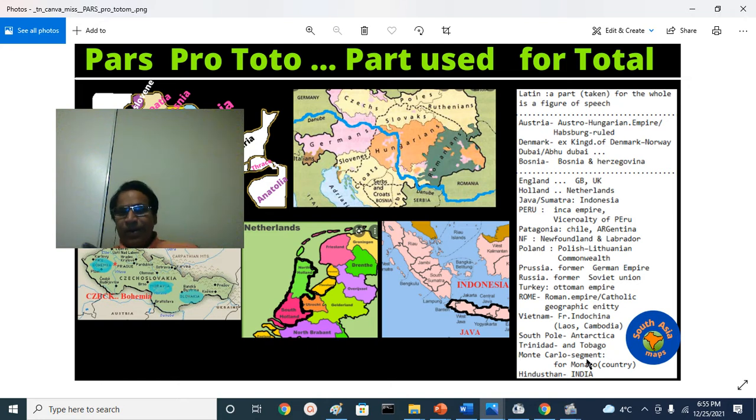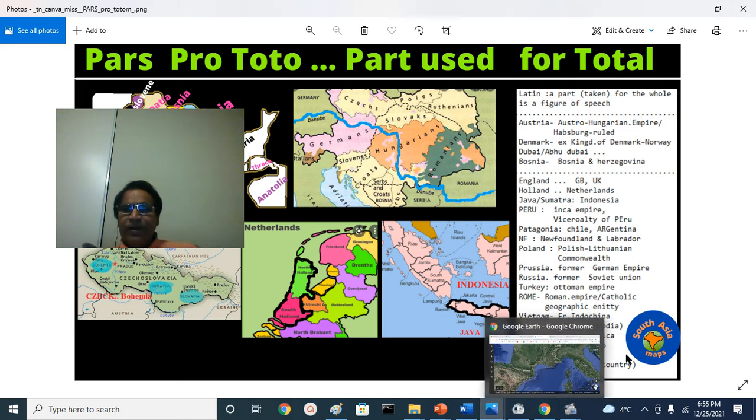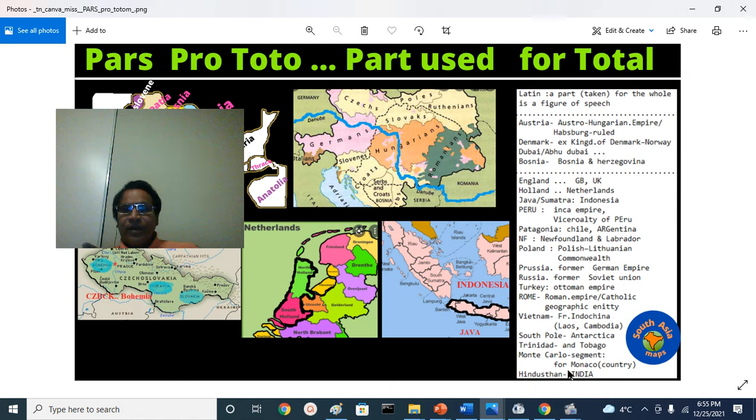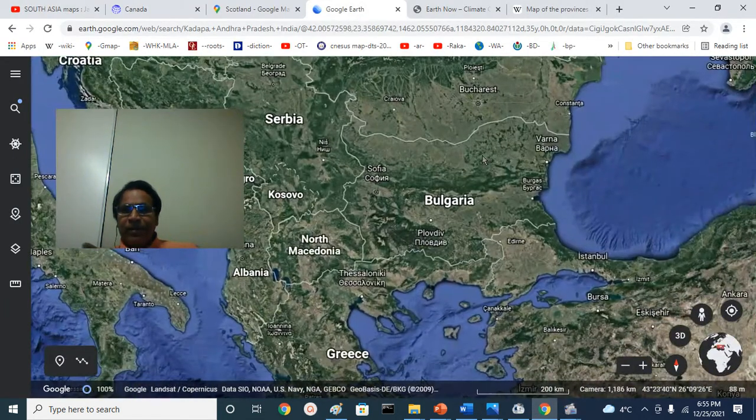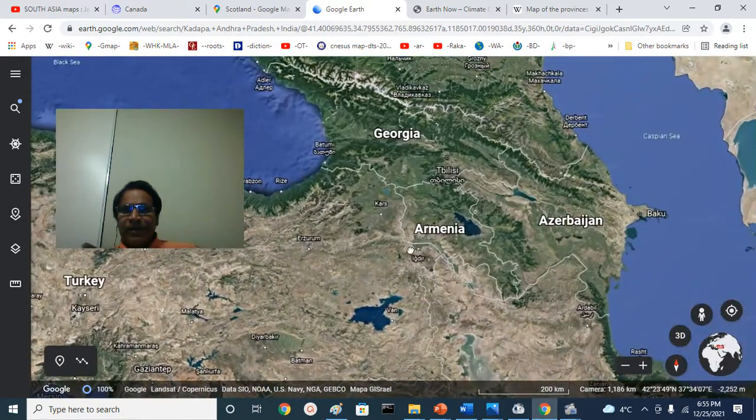It's not even a part, it's a segment. The entire country is so tiny. So that is how Monte Carlo is used to represent Monaco. Hindustan is sometimes used for India. I will make a bigger video on this. What is India? What is Hindustan?